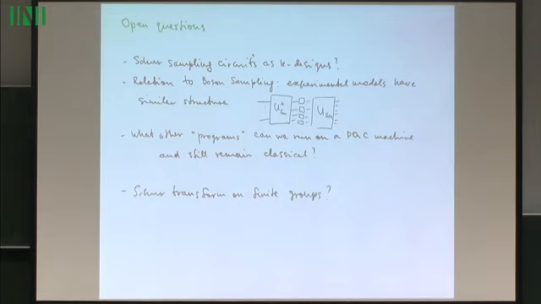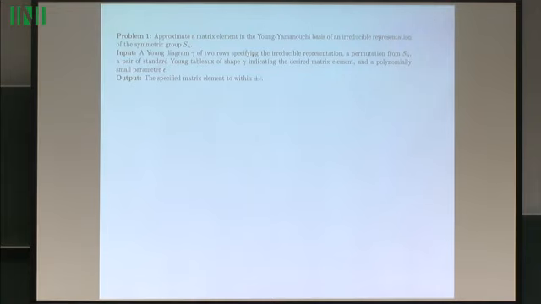Can I ask you about the next slide? Yeah, sure. So the problem that can be efficiently solved now classically is the following. As Stephen Jordan defined it, the problem is to approximate a matrix element in what's called a Young-Yamanouchi basis of an irrep of Sn. So the input: you are given a Young diagram, gamma, with 2 rows specifying the irreps, a permutation from Sn, a pair of standard Young tableaus of shape gamma, indicating which matrix element we want, and epsilon, the accuracy we want.